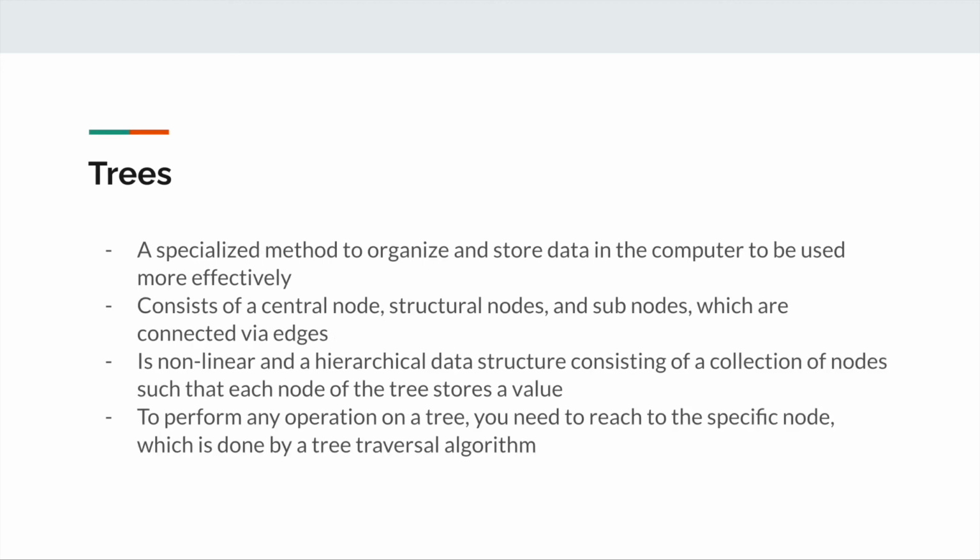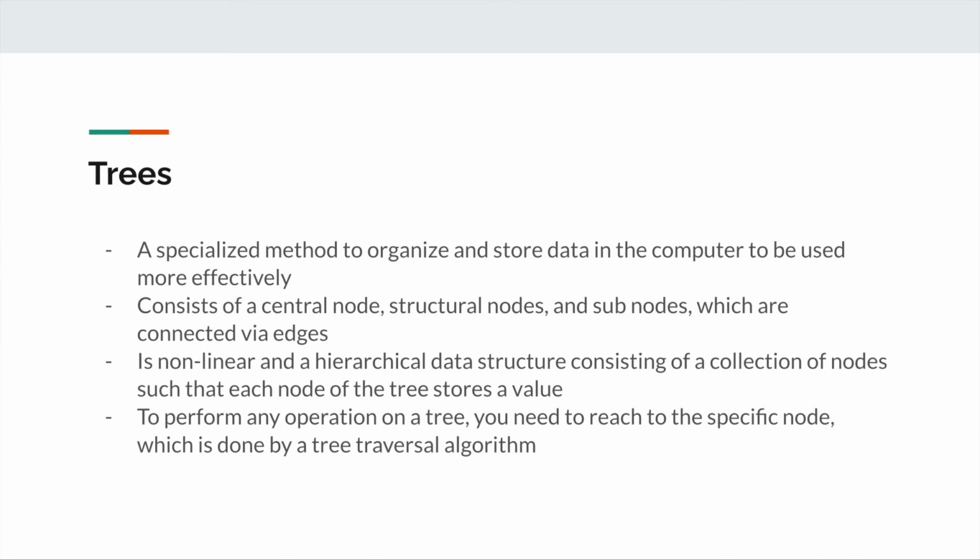The next data structure that we'll be going over is trees. Now there are a lot of different types of trees, but I won't be going too much into them. I'll just be giving a general idea of what a tree is. So a tree is a specialized method to organize and store data in the computer in a more effective way. It consists of a central node, structural nodes, and subnodes which are connected via edges. A tree is different from a linked list because it is nonlinear and is also a hierarchical data structure consisting of a collection of nodes such that each node of the tree stores a value.